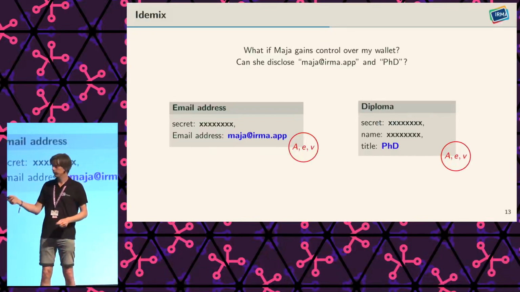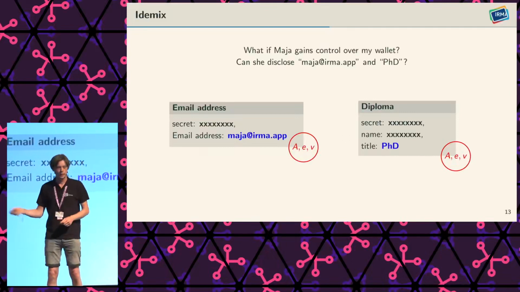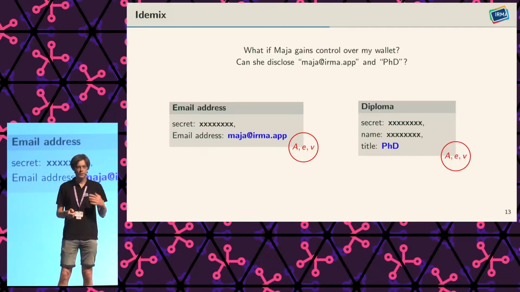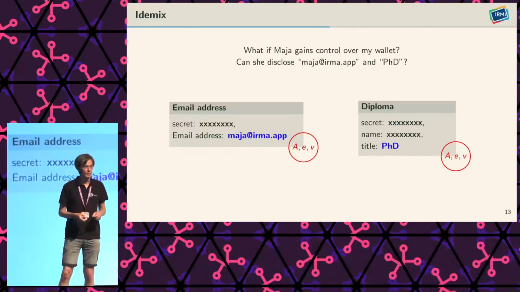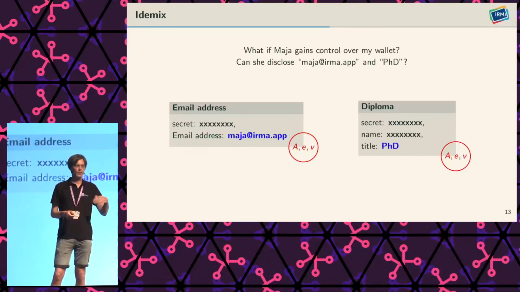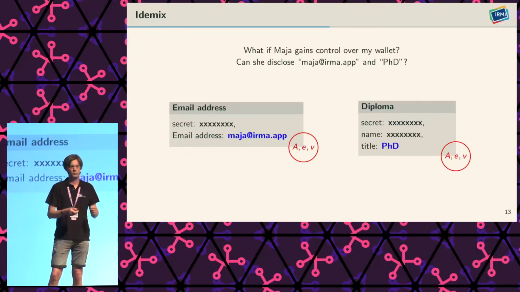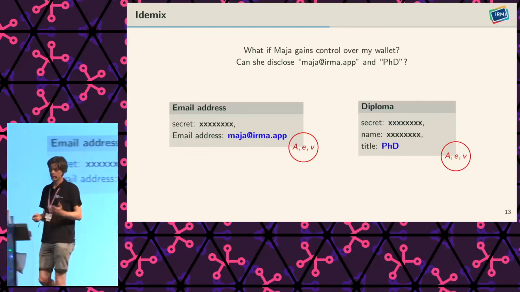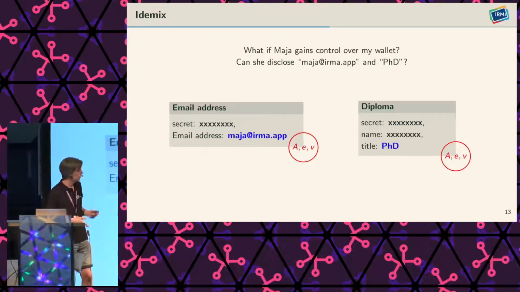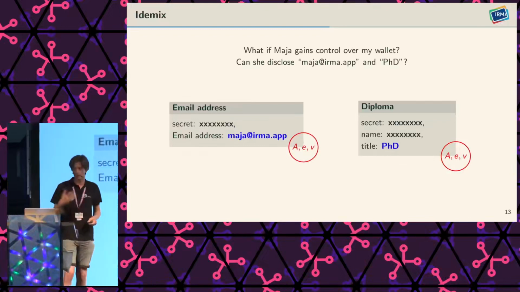And that will prevent the attack that I just mentioned, because the credentials in Maya's wallet will not have the same secret value as those from my credentials. So she cannot prove that that is so, because it's not. That's the idea. So the final step is to go into a little more detail about how we actually do that.